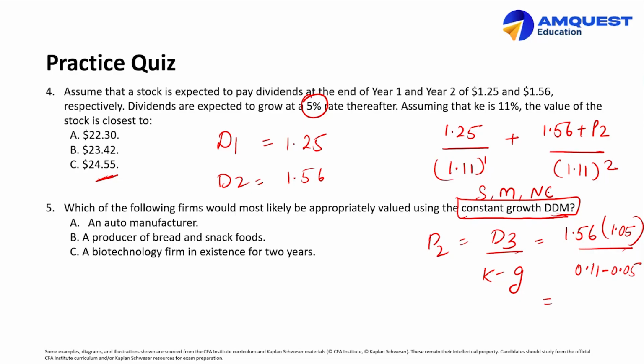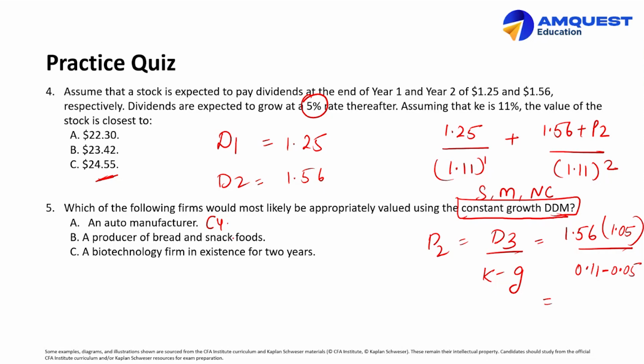So let's see the options. Automobile manufacturer. Automobile is a cyclical stock. Okay, because if the economy is doing well, people buy automobiles. If the economy is not doing well, there is a recession, people are not getting salary, interest rates are very high, they will not buy automobiles. So it's not the answer.